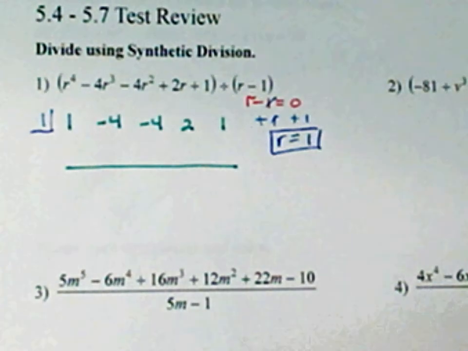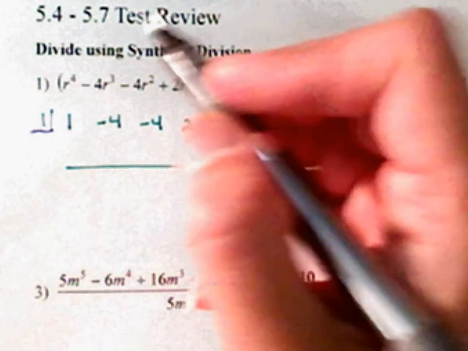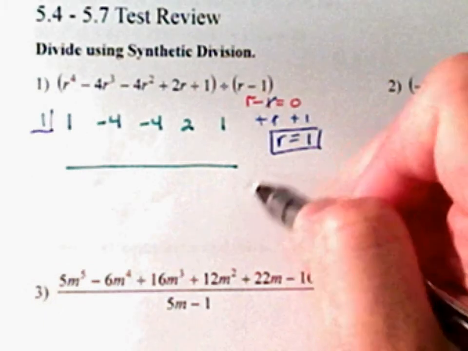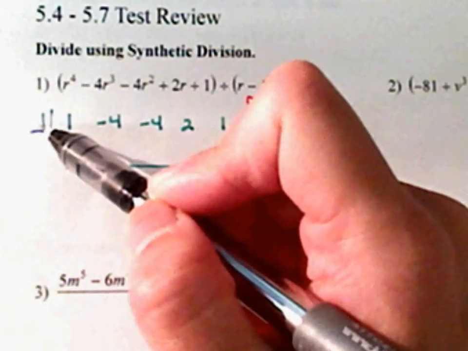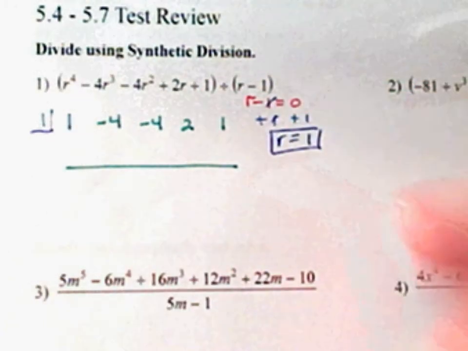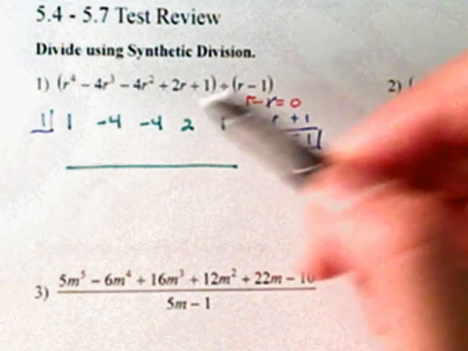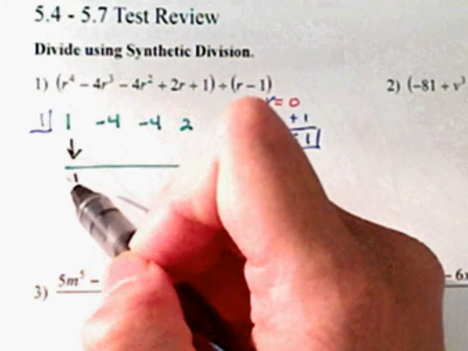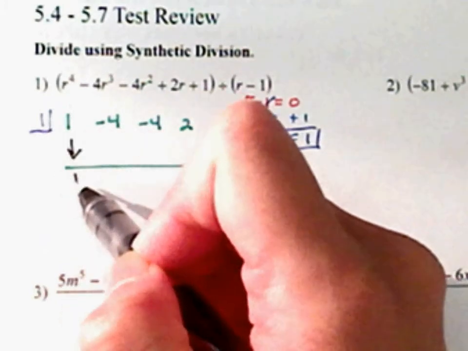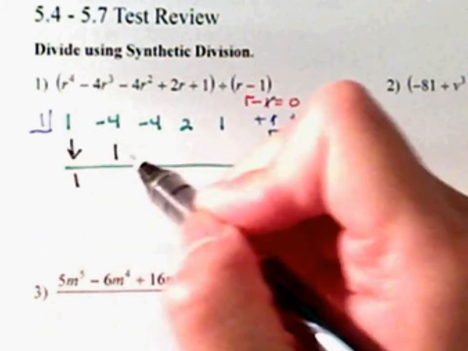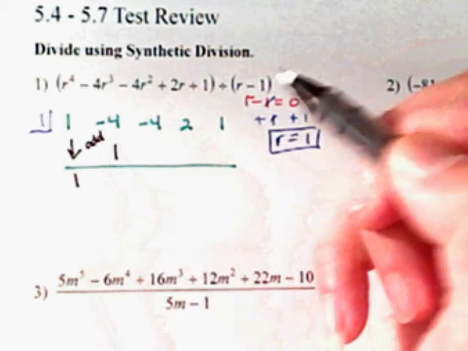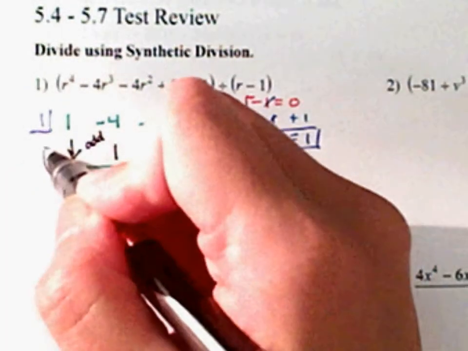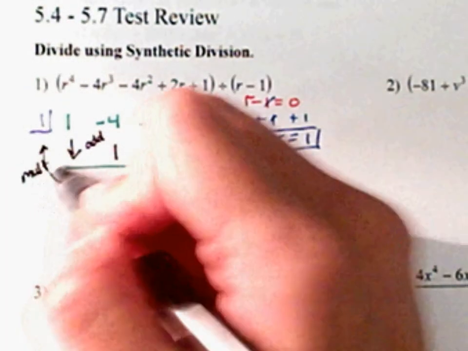Next step, we're going to start our synthetic division. If this comes out to be a 0, that tells you this is one of your roots. If it's not a 0, then it's not one of your roots. It's going to be somewhere on the line. So we're going to bring down the 1. And then we are going to multiply. 1 times 1 is 1, and then you are going to add, okay? So you multiply this way, and then you add.